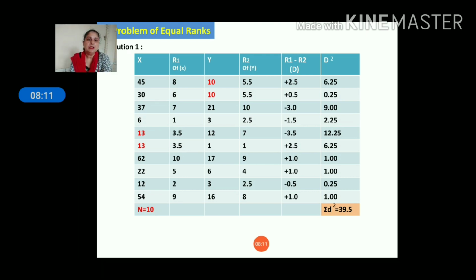Then 16 is 8, 17 is 9, and last 21 is 10.